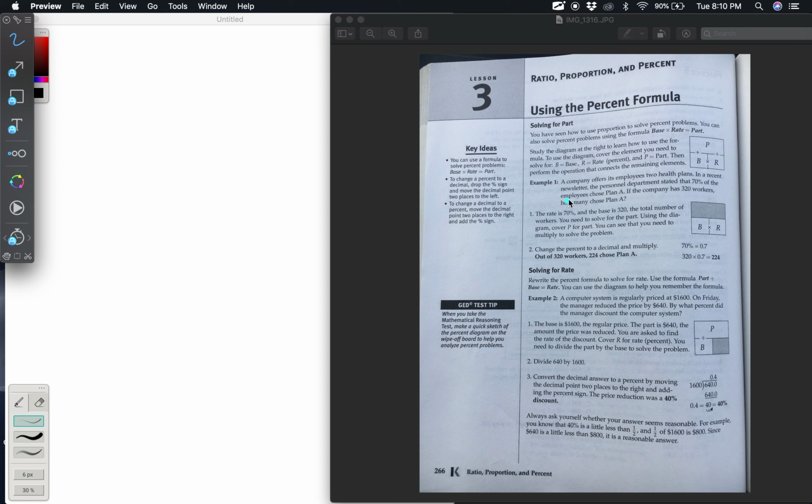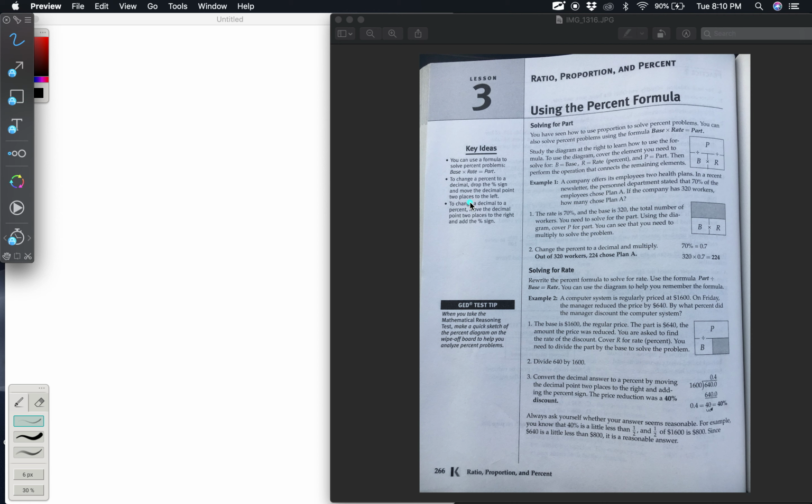The rate, for example: a company offers its employees 2 health plans. In a recent newsletter, the personnel department stated that 70% of the employees chose plan A. If the company has 320 workers, how many chose plan A?